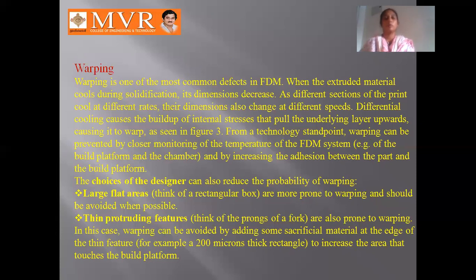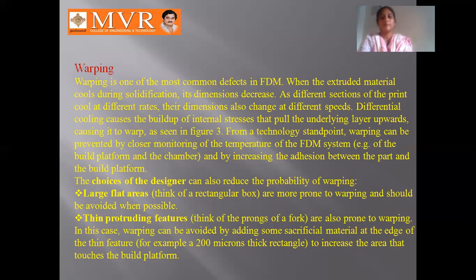Warping is one of the most common defects of the FDM process, which can occur as the extruded material shrinks during the solidification process. And also the different sections of the material can be easily identified.